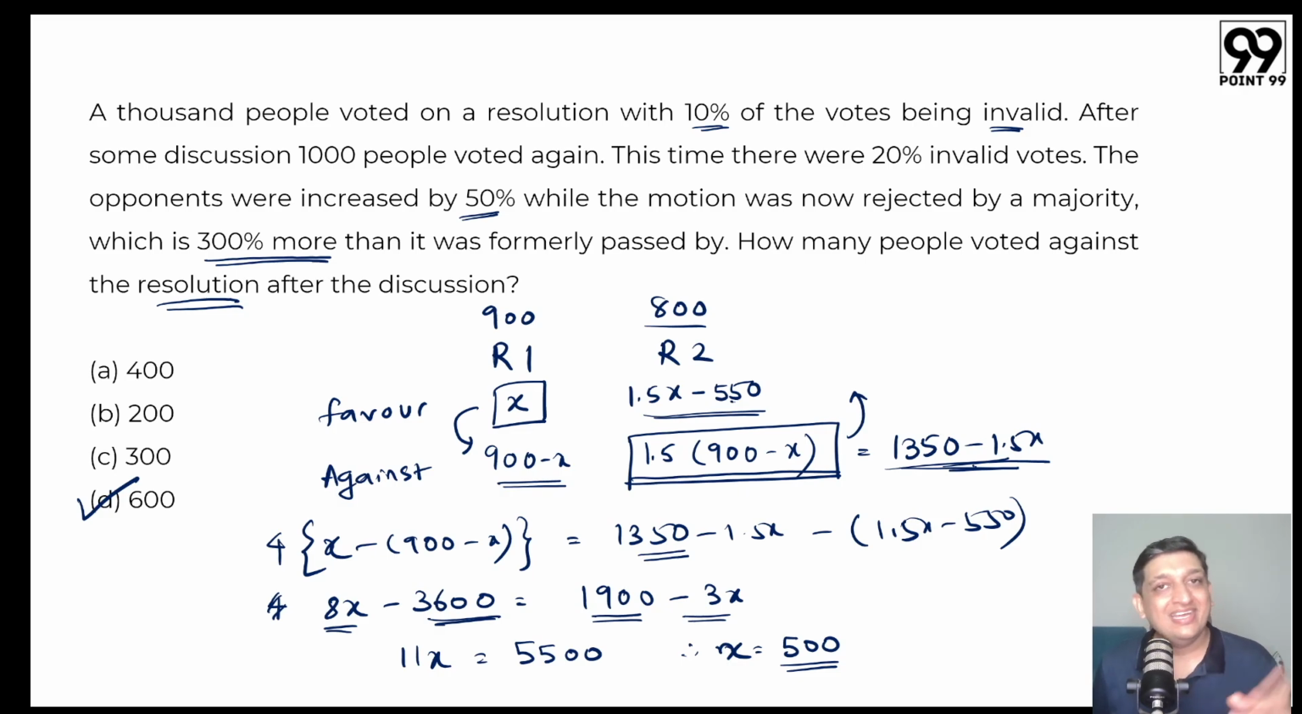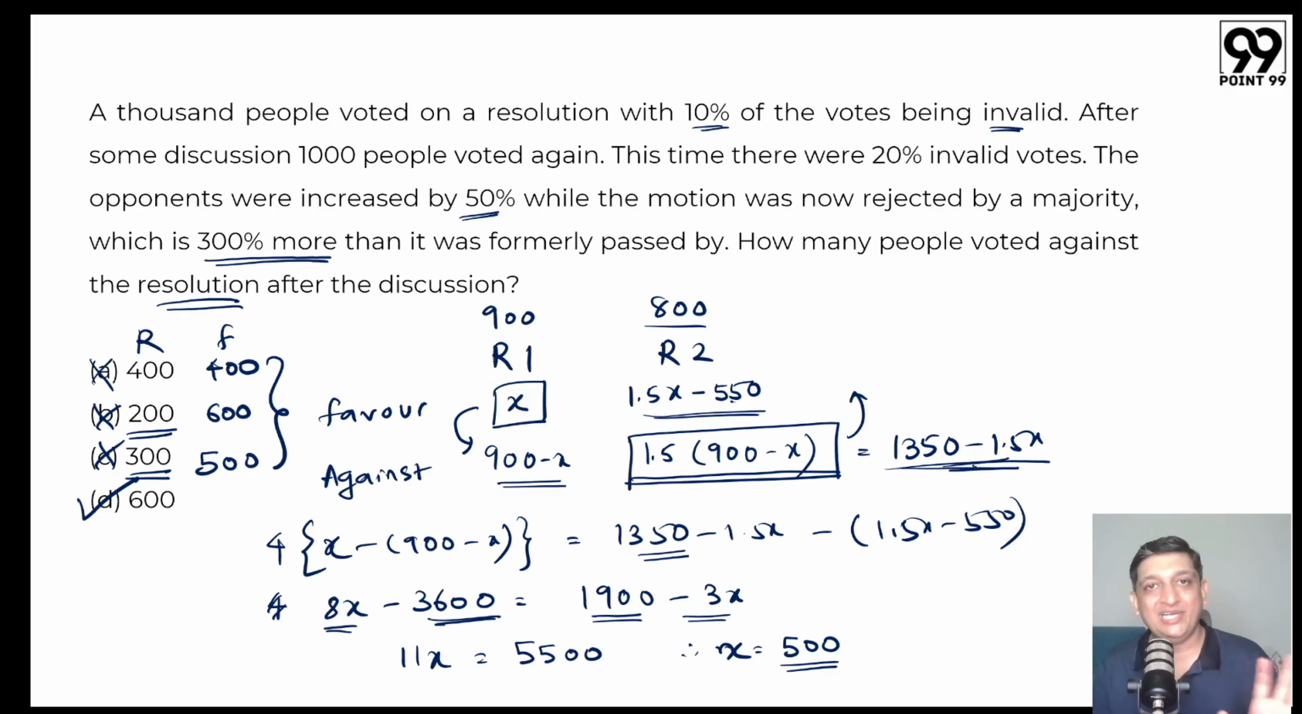See what is happening. In the second case, the resolution is getting rejected by a majority, which means that the number of people rejecting the resolution has to be greater than the number of people favoring the resolution. If 400 people reject the resolution, then how many are in favor? 400 people. If 200 people reject, then 600 people are in favor. If 300 people reject, then 500 people are in favor. In all the 3 cases, you don't really have the rejectors winning this particular battle. And that's why option A, B, C cannot be my answers. My answer has to be option D.